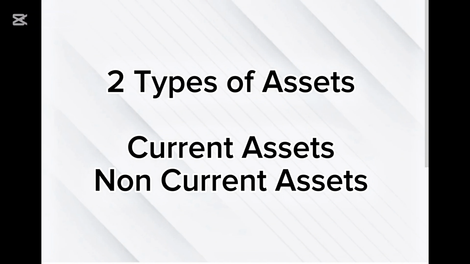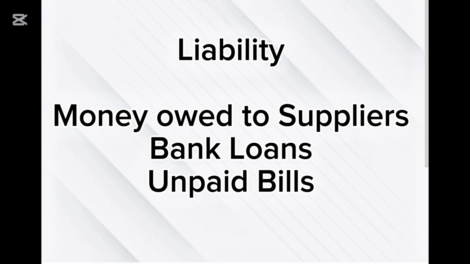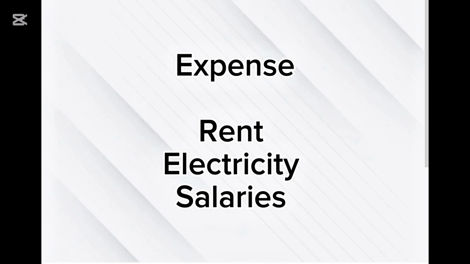Now let's understand what a liability is. A liability is something the business owes to others. This could be money owed to suppliers, bank loans, unpaid bills. If the business has to pay it back, it is a liability. Let's move on to expense.